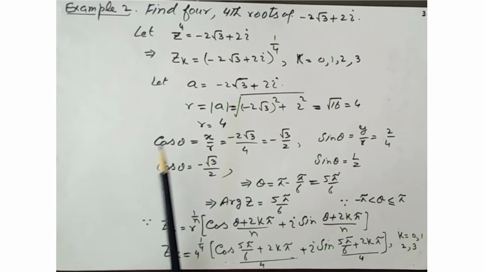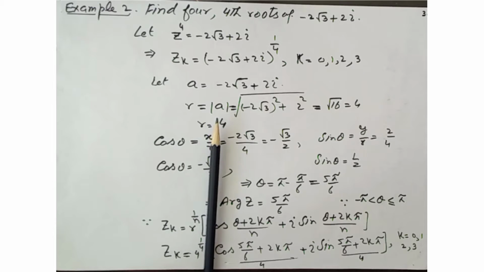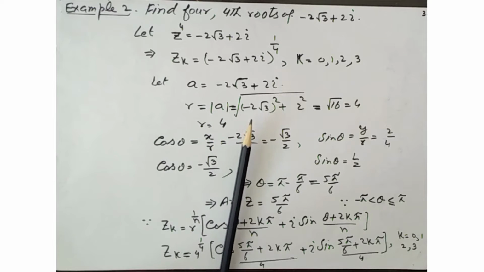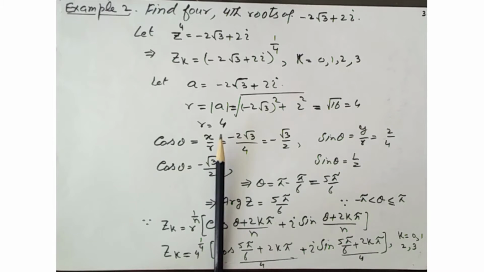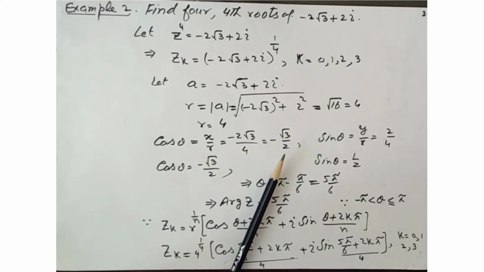Here we find the value of r. First we find the value of r. r is equal to the modulus of a, which is the square root of (minus 2√3) squared plus 2 squared. This becomes 4. So r is equal to 4. Now cos theta equal to x over r. So put the value of x and r. x equal to minus 2√3 and y equal to 2. X over r is minus 2√3 over 4, and r is equal to 4. So we get cos theta equal to minus √3 by 2.